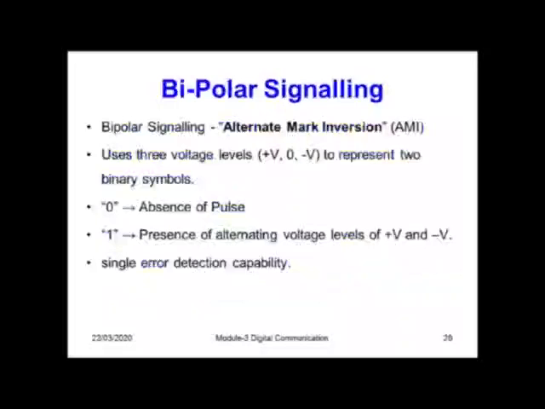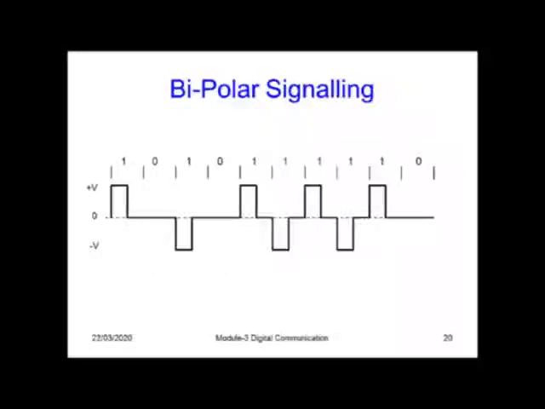Bipolar signaling. In bipolar signaling, it is also called the alternate mark inversion coding. It uses three voltage levels, that is plus V, 0 and minus V, to represent the two binary symbols. Zeros, as in unipolar, are represented by the absence of pulse, and 1s are represented by alternating voltage levels plus V and minus V. Alternating the mark level voltages ensures that the bipolar spectrum has a null at the DC and that the signal droop on the AC coupled lines is avoided.